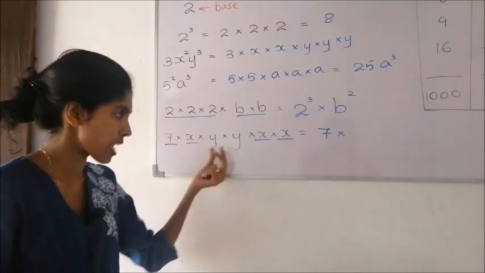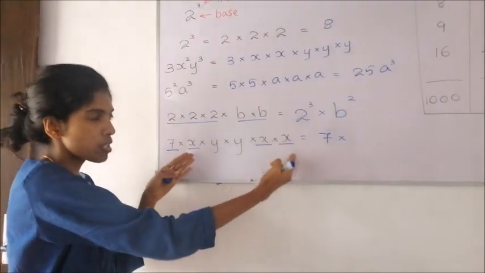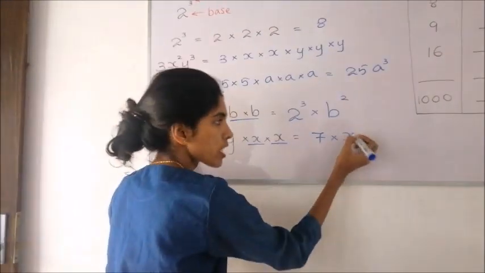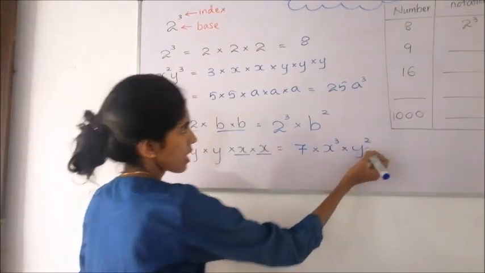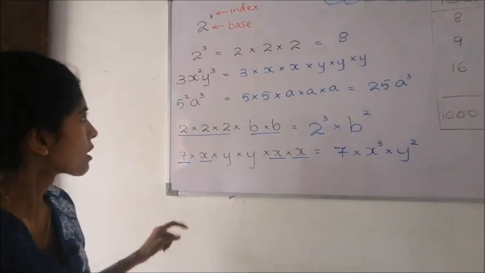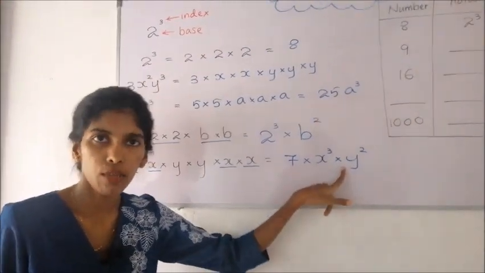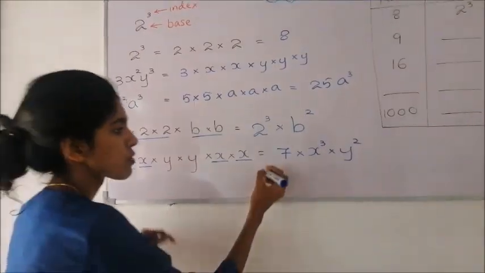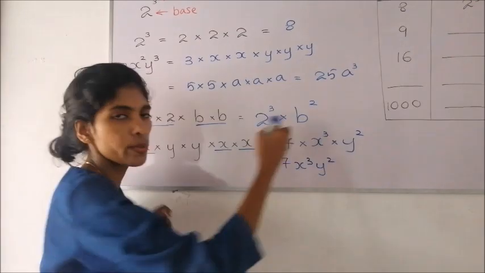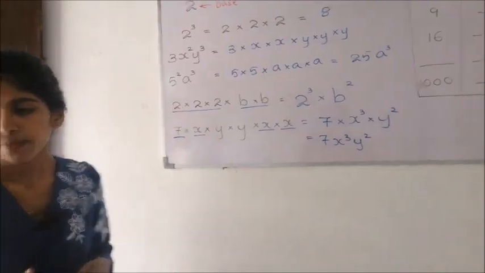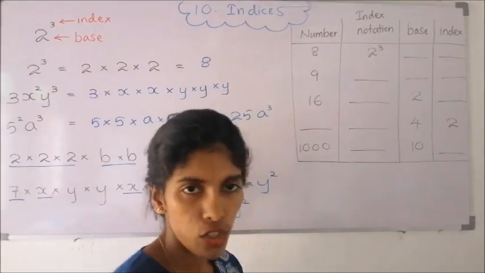It doesn't matter, same letter, so we will take them together. x is repeated how many times in total? 3 times. And y is repeated 2 times. And remember this children, if there are letters like this, you can write without the multiplication mark, okay? That means you can write this as 7 x to the power 3 y squared. This is also correct.